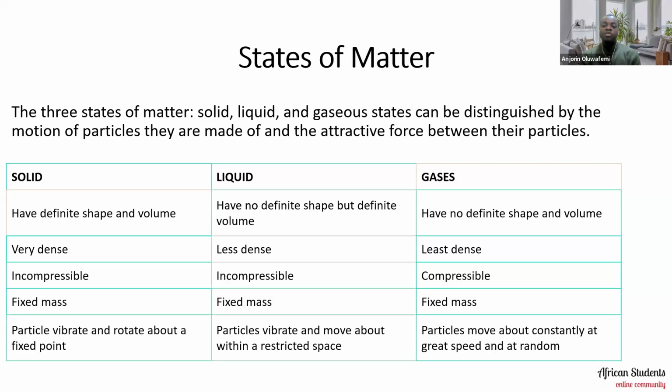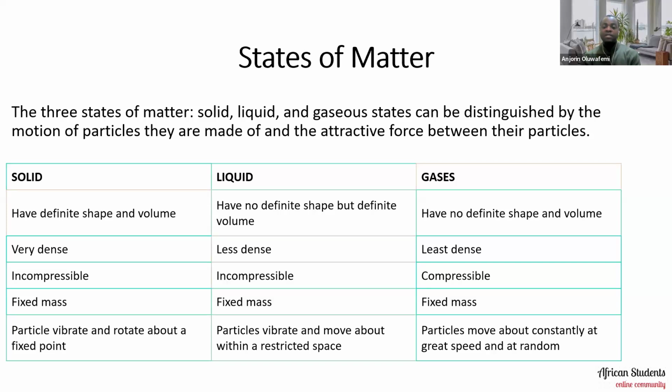In terms of ability to compress them, solids are incompressible. It is very, very difficult to compress a solid. Liquids are also incompressible. Gases can easily be compressed, and that's why you can put them into a gas cylinder or any container. You just exert pressure, and then you're able to compress gases. Now, in terms of mass, solids have fixed mass.